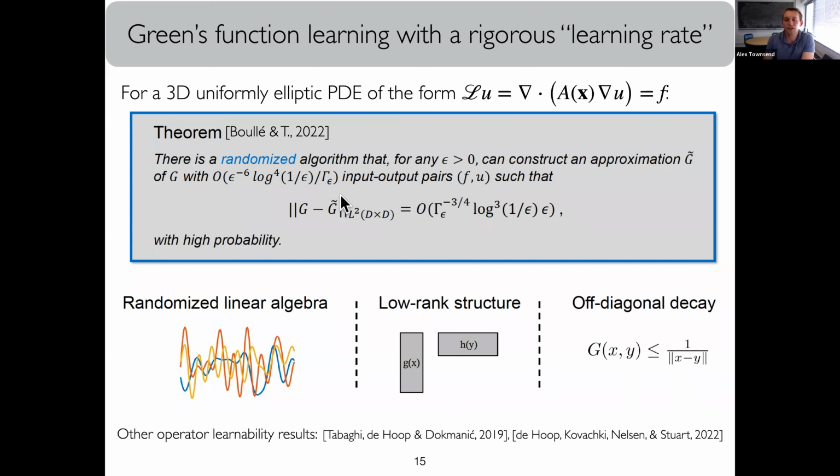Okay, so this is our theoretical algorithm that is guaranteed to work with high probability, mixing together a continuous analog of the randomized SVD, hierarchical low rank structure, and some off-diagonal decay.